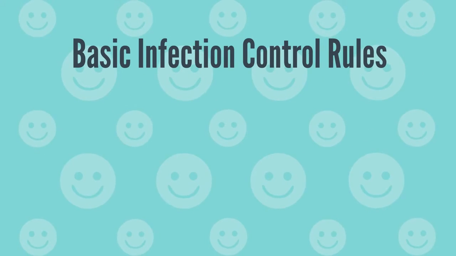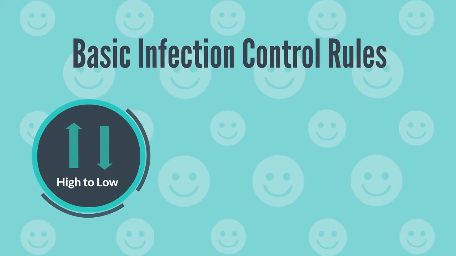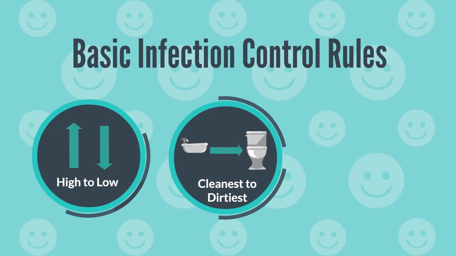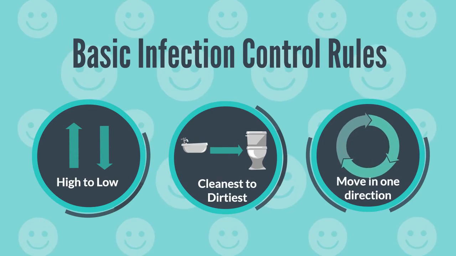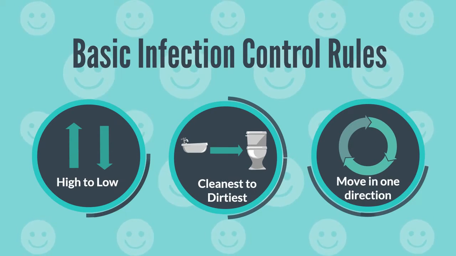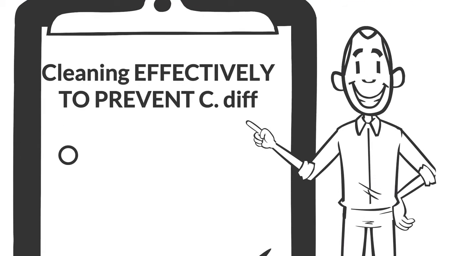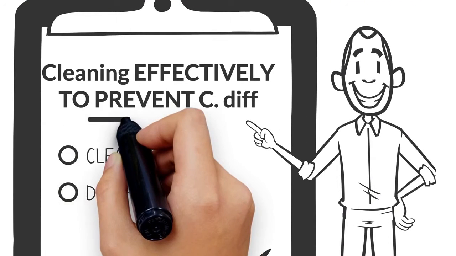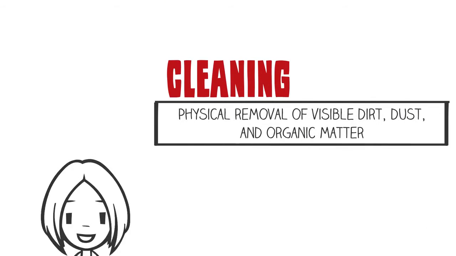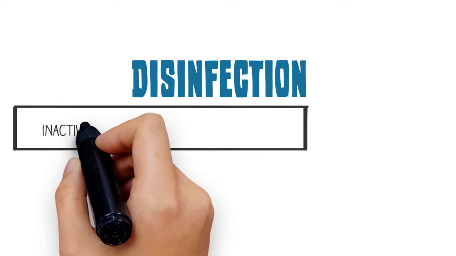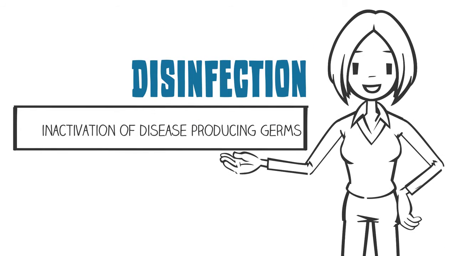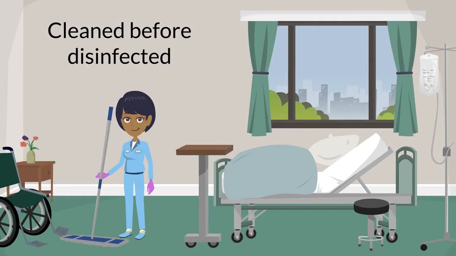Follow these basic infection control rules when cleaning in healthcare settings. Clean from high to low, from the cleanest areas to dirtiest areas, and move around the room in one direction. Cleaning effectively to prevent C. diff transmission includes both cleaning and disinfection. Cleaning refers to the physical removal of visible dirt, dust, and organic matter. Disinfection, on the other hand, is the inactivation of disease-producing germs. Surfaces must be cleaned before they can be properly disinfected.